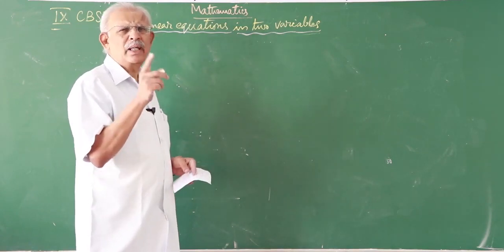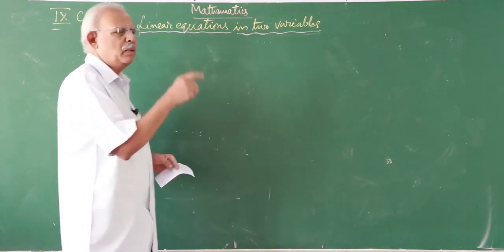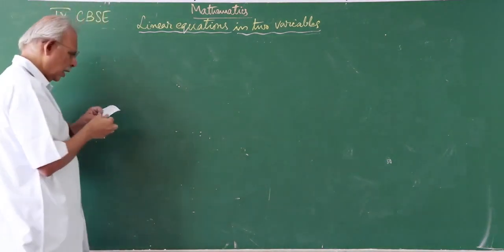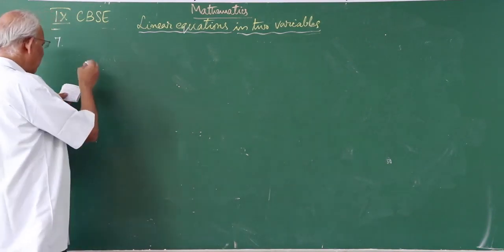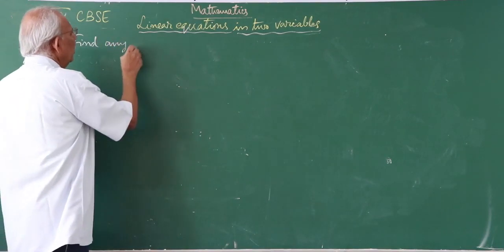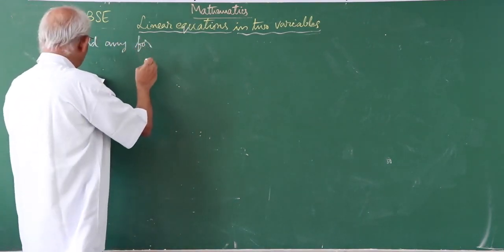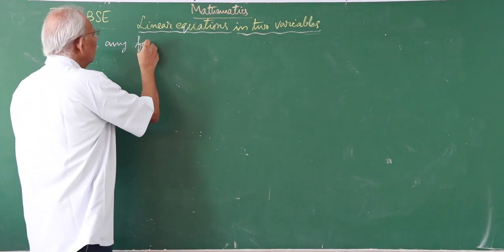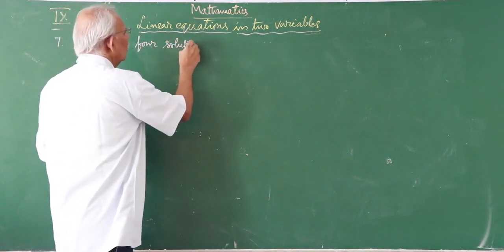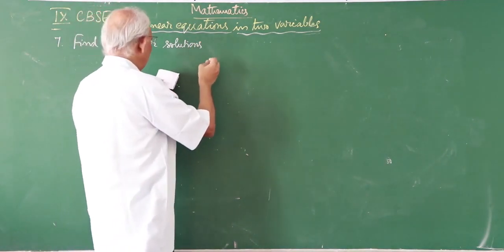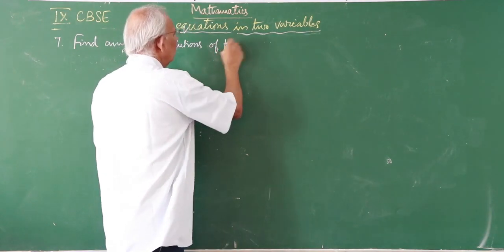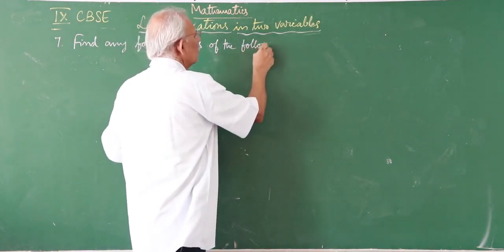We have worked out about 6 sums in the previous period. Now, let us start the 7th one. Find any 4 solutions of the following equations.